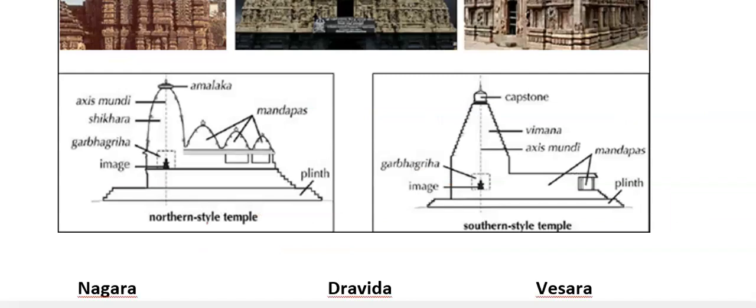Now, for a clear understanding, let's see a diagrammatic difference between the northern style temple and the southern style of temple. So the very first and prominent difference we can see is regarding the Amlaka. Here in the Dravidian style, in the southern temple, it is completely absent and it is in the form of a capstone. Then the next thing we find is in the form of mandapas. Here it has taken a different shape and form. Also the shikhara, which is curvilinear in shape, has become pyramidal here in the Dravidian style.